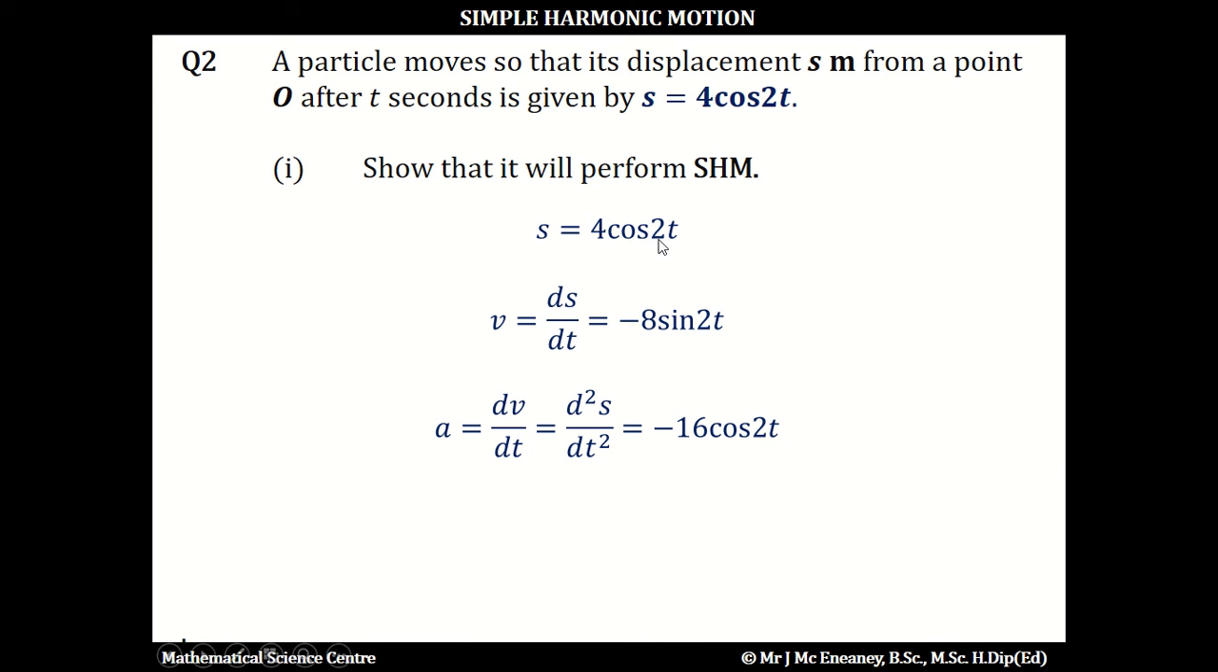Now omega is 2, that means omega squared is 4. If we factorize out a minus 4, a equals minus 4 on, and then we're left with 4 cos of 2t, which is the original displacement s. So here the acceleration a does equal minus 4 times s. And since the acceleration does equal minus a constant times the displacement, this means the particle does execute simple harmonic motion.